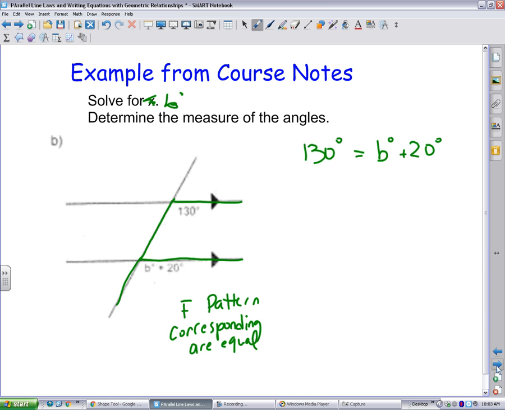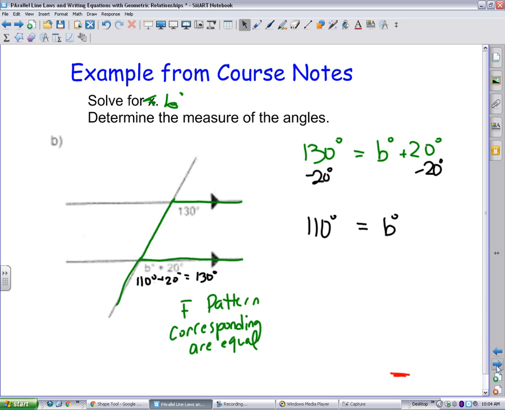To solve for b, all I have to do is get b by itself, so I need to get rid of 20. I can do that by subtracting 20 degrees on the right-hand side, but if I'm going to maintain the balance, I have to subtract 20 degrees from the left-hand side as well. That will give me b on the right and 110 degrees on the left. So in other words, I now know that b is 110 degrees, and if I put that in here, 110 plus 20 means that this one is 130 degrees.